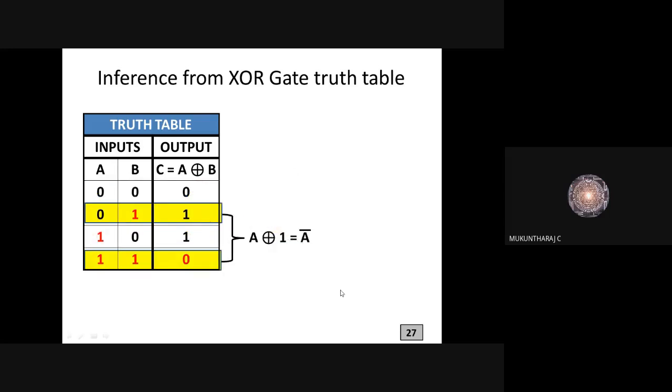The second inference from this XOR gate is, if you are XORing 1 with any variable, then you will get the complement of that variable. If I am taking variable A and XORing that variable with logic 1, then we will get the complement of that variable A. We will get A bar, that is the complement of variable A.